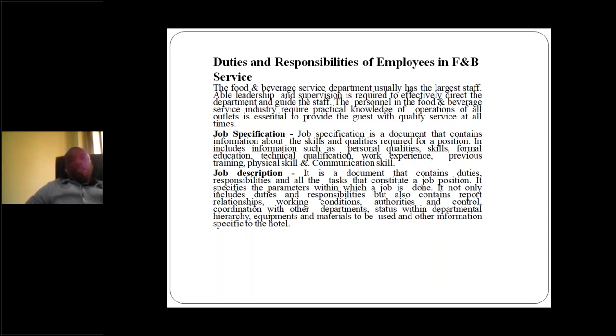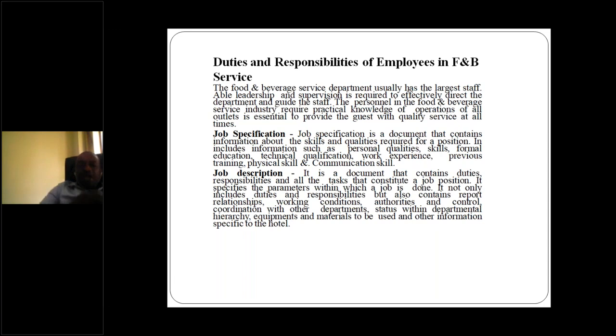So there's something we call the job specification. Job specification simply means a document that contains information about the skill you're supposed to have, or the competency you're supposed to have, and the quality that is needed for such a place.